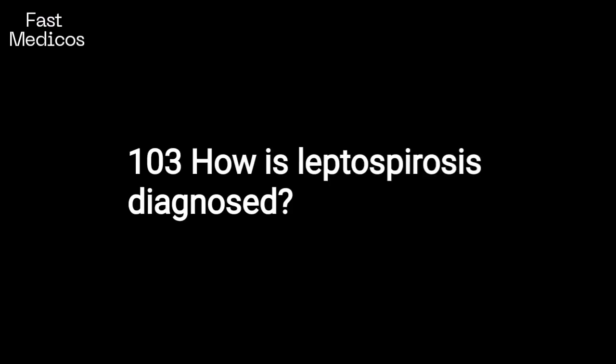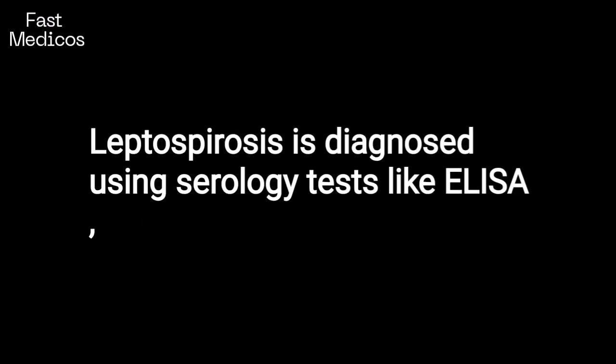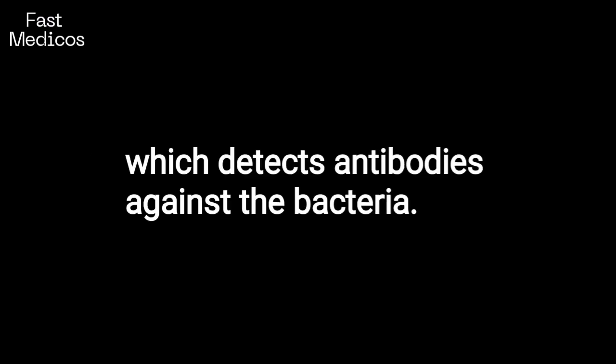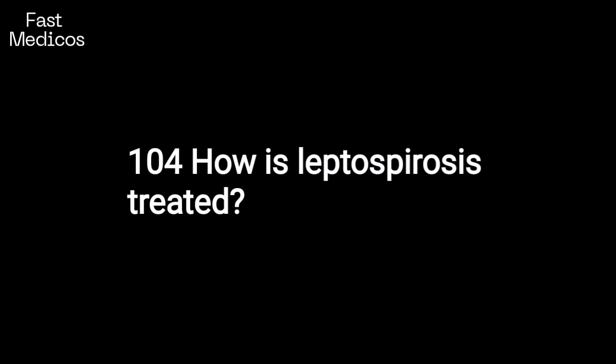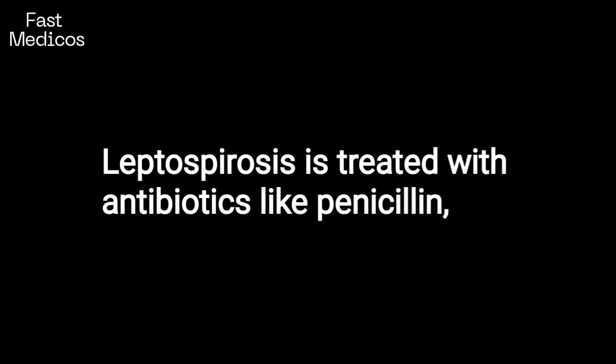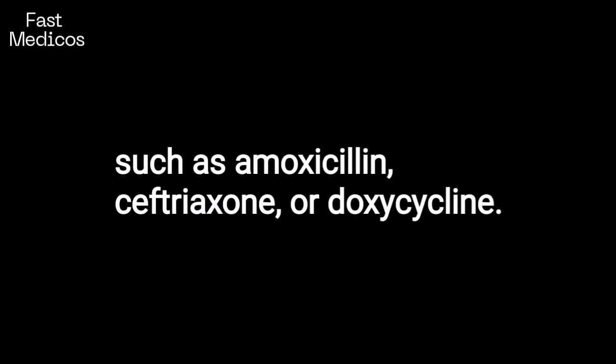103. How is leptospirosis diagnosed? Leptospirosis is diagnosed using serology tests like ELISA, which detects antibodies against the bacteria. 104. How is leptospirosis treated? Leptospirosis is treated with antibiotics like penicillin, such as amoxicillin, ceftriaxone, or doxycycline.